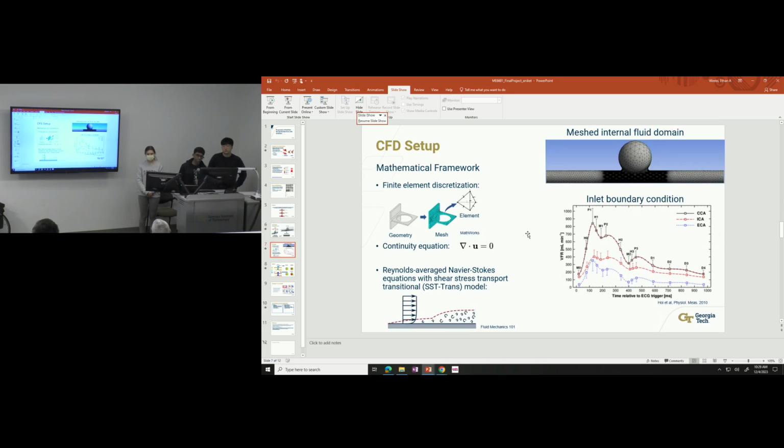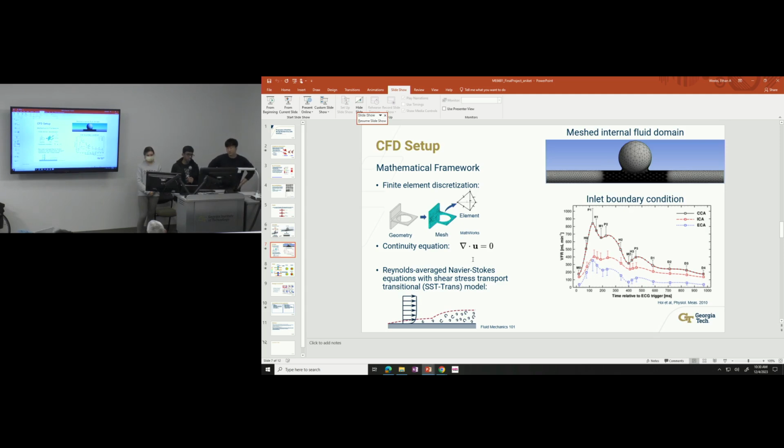So then going into CFD, or computational fluid dynamics, a lot of groups have already kind of talked about CFD, but it's basically just a method to visualize qualitatively and quantitatively flow through any geometries, and so it requires a discretization of the geometry. In our case, the fluid domain, or blood going through the geometry.